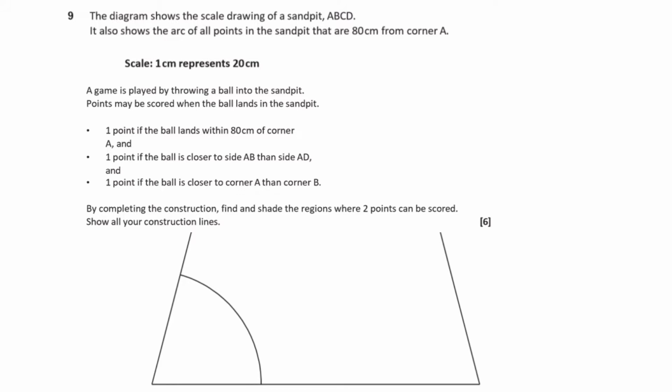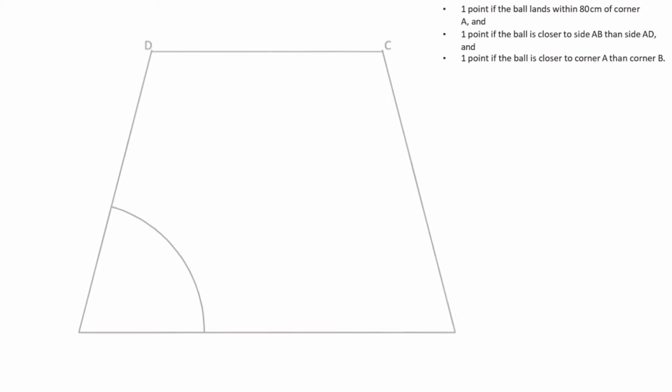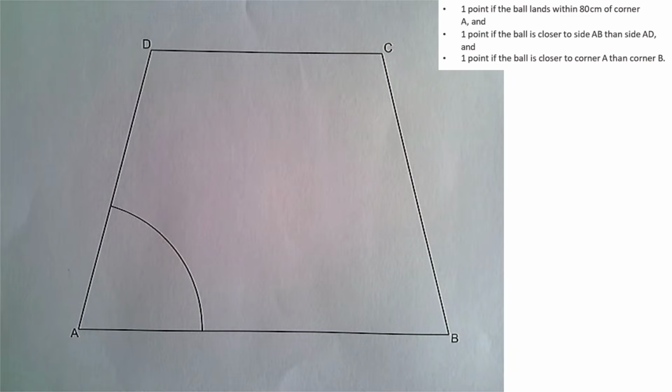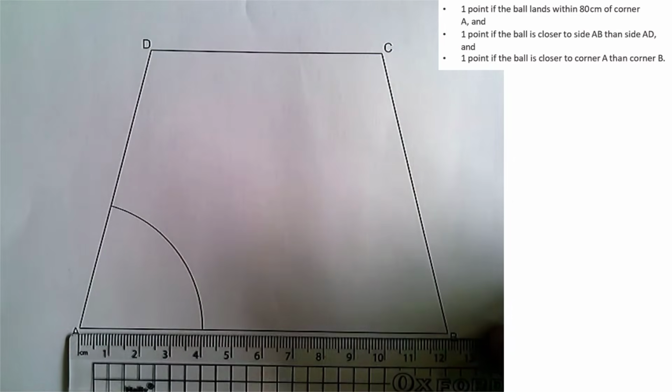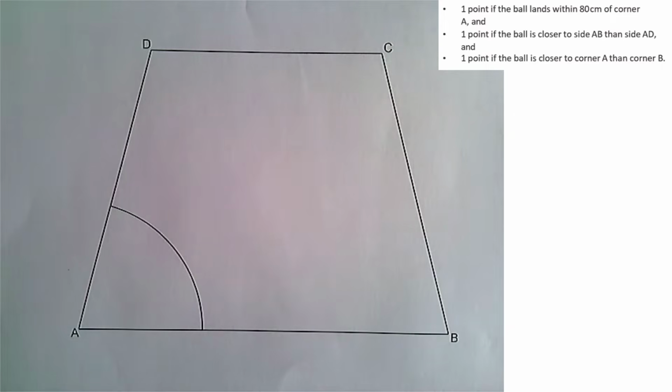By completing the construction, find and shade the regions where 2 points can be scored. Show all of your construction lines. Right, now the first construction is already done for us, isn't it? The one where it has to be within 80 centimeters from corner A, that circle has already been drawn. It's that arc there. You can see this one is 4 centimeters, which is 80, so that has already been done.